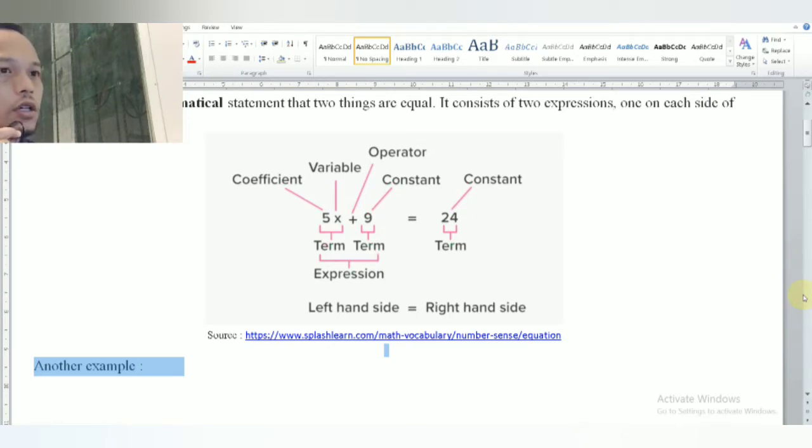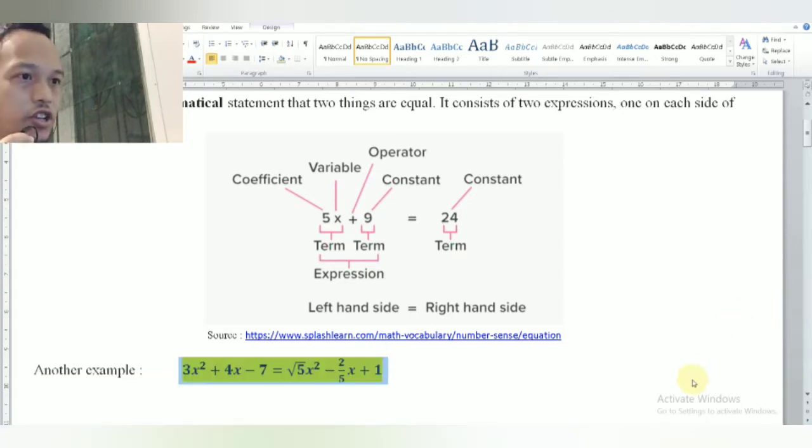What is meant by an equation that combines two phrases or two expressions? For example, like this one. This is the first expression, and this one is the second expression, and they are combined into one single long statement with an equal sign between them. So that is an equation. Of course, an equation must involve an equal sign.